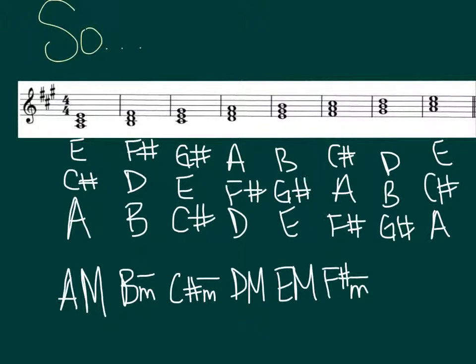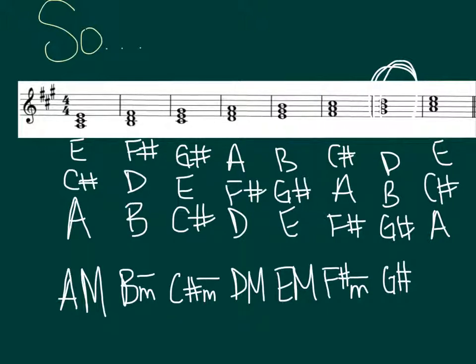Notice that for the second last chord, this one right here, there are two minor thirds. And think back to what it means to have two minor thirds stacked on top of each other. We know it has to be called G sharp something, but is it major, minor, or something else?